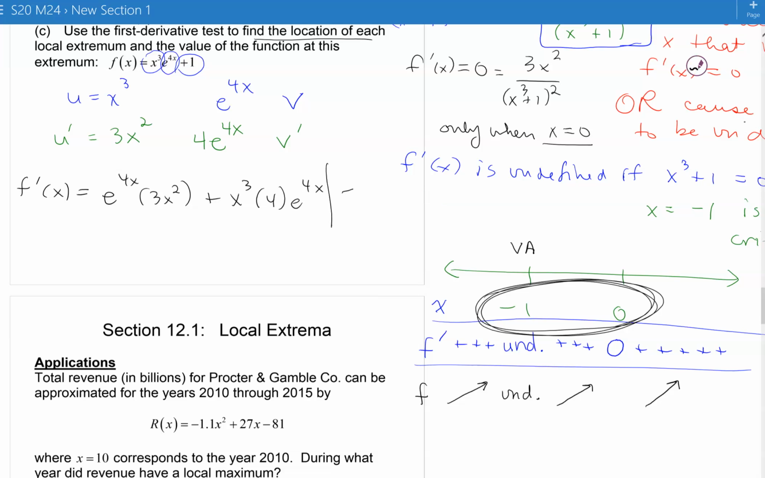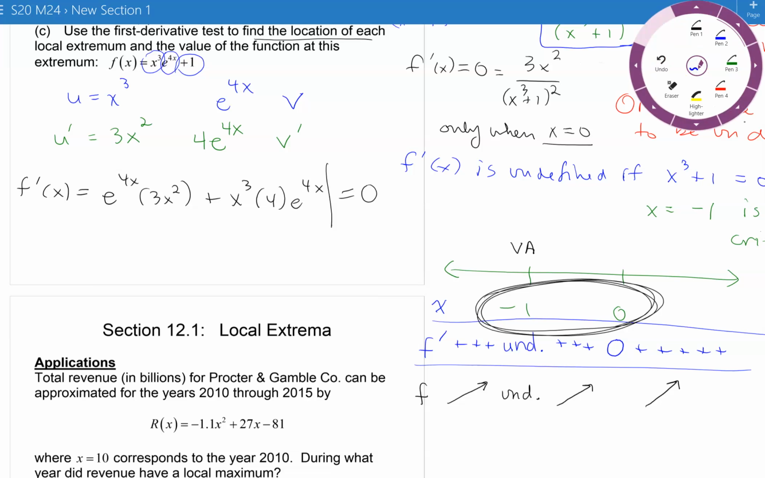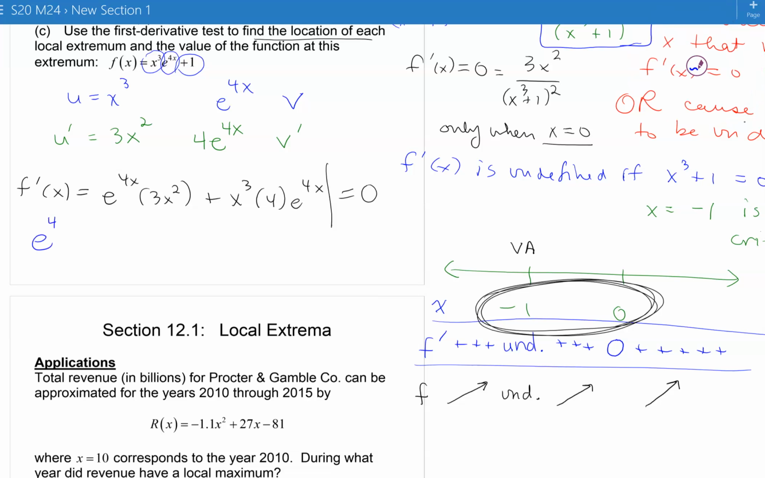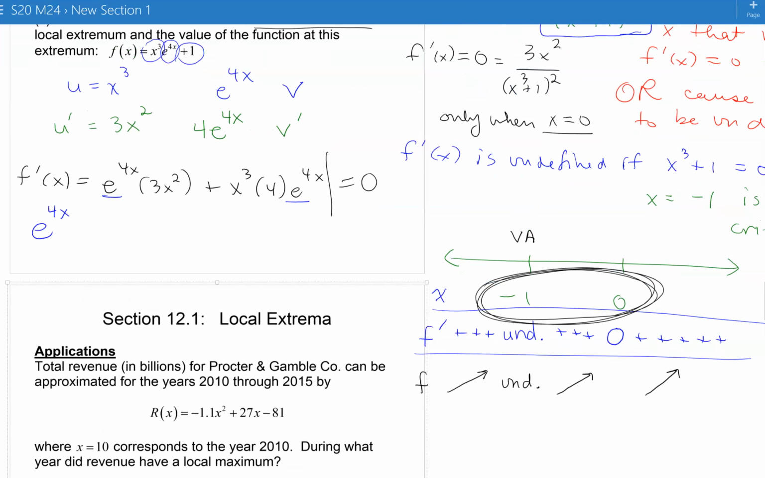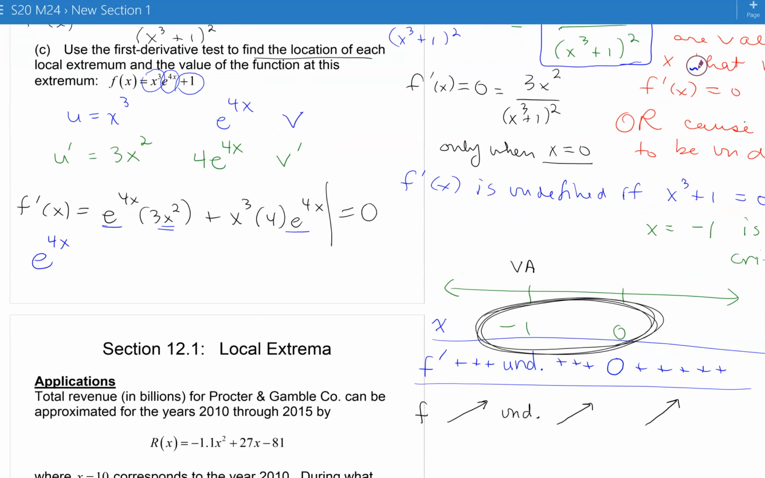Well, I want to know when that's 0, so we always want to try to factor to turn a sum or a difference into a product. So I'm going to factor out e to the 4x, which each of these terms has in common. And then they also both have an x squared. So I'm going to factor out x squared e to the 4x. That's going to leave a 3 in the first term and 4x in the second term.